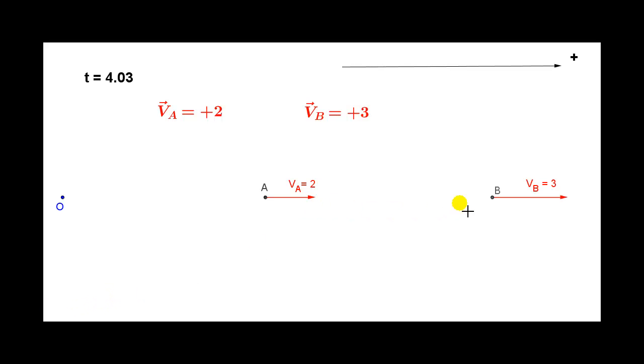Now it shouldn't be too difficult to see that the gap between these particles will increase by 1 meter per second. So B will appear to move away from A by 1 meter per second, since the difference between these velocities is 1.